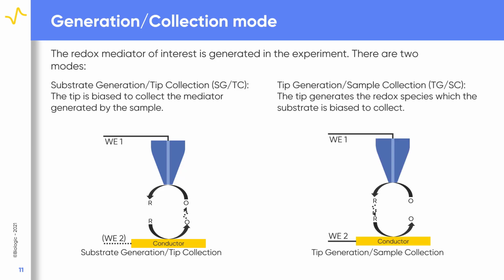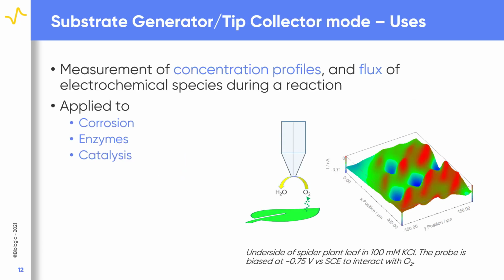Less common is the tip generator sample collector mode, in which the sample is biased to interact with the redox species generated by the tip. Substrate generator tip collector mode is particularly useful in the measurement of concentration profiles and the flux of electrochemical species during a reaction. This mode has found use in the study of corrosion, enzymes, and catalysis.